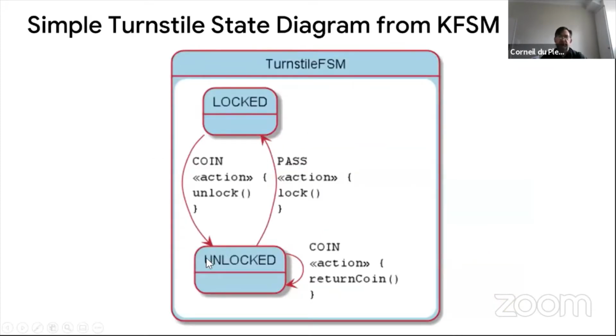So how do we define the state machine? Well, before we do that, here's a diagram. Some of you may have seen state machine diagrams. So the state machine we want to define has the two states locked and unlocked. The coin event goes to unlocked and the pass event goes to locked. So it performs an action on the context. And if it's in unlocked state and you send it the coin event, it returns the coin.